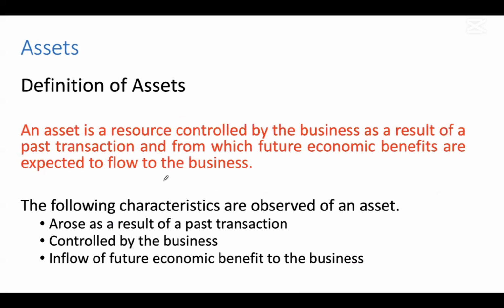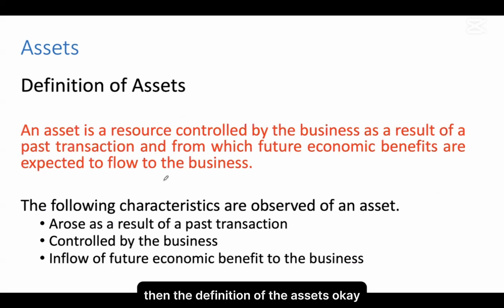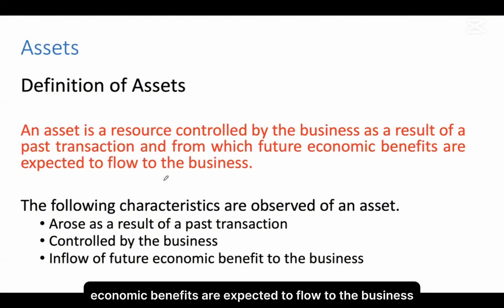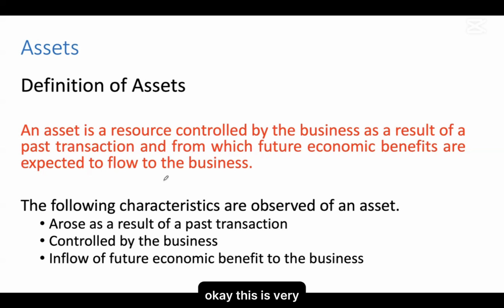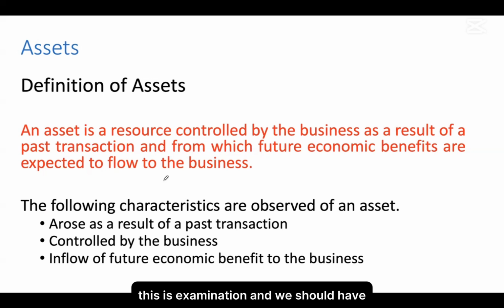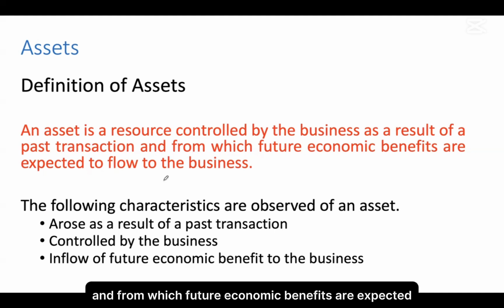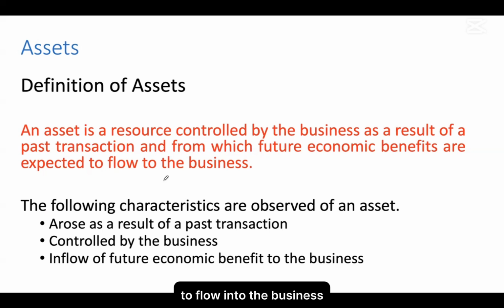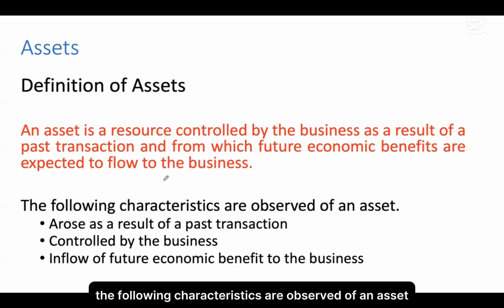Likewise. Then the definition of assets: an asset is a resource controlled by the business as a result of past transactions and from which future economic benefits are expected to flow to the business. This is very, very important. This is examinable and we should know this definition. An asset is a resource controlled by the business as a result of past transactions and from which future economic benefits are expected to flow into the business. So the following characteristics are observed of an asset.